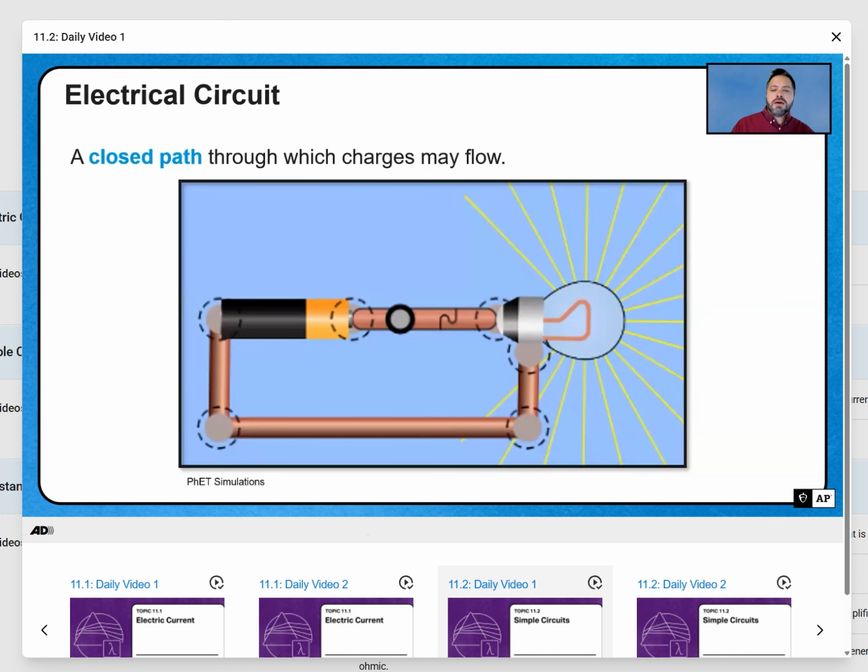A closed path is any loop here that will allow charges to flow. We need two things for that to happen. First, we need a potential difference, which is going to be provided by the battery here. A lot of students think the job of the battery is to provide charge, and that's not really true.